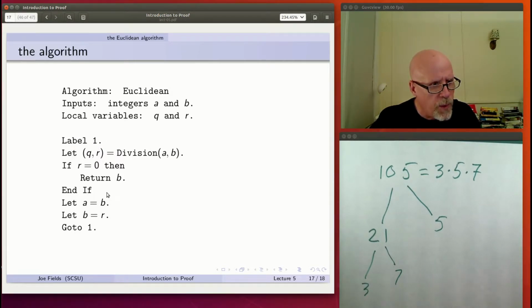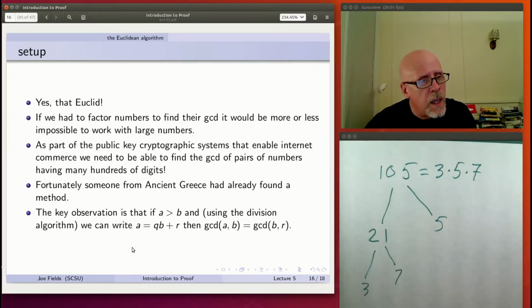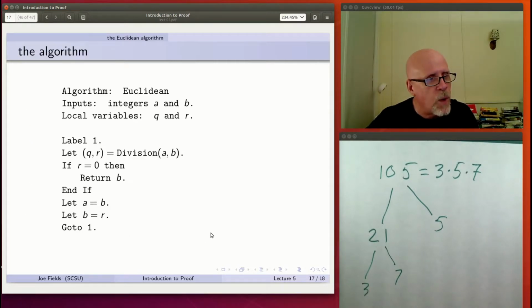So before R has gotten set to 0, we replace A with B. Right? We're setting A equal to B, and we replace B with R. That's what that little statement on the previous slide said. Can I go back? The GCD of A and B is the same thing as the GCD of B and R. So I just want to make A be B and B be R, and run it again.